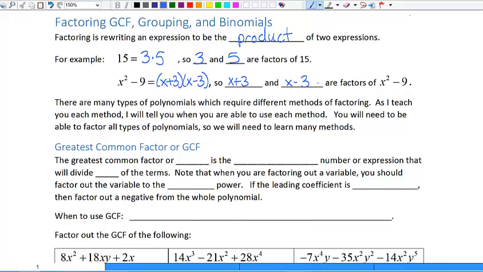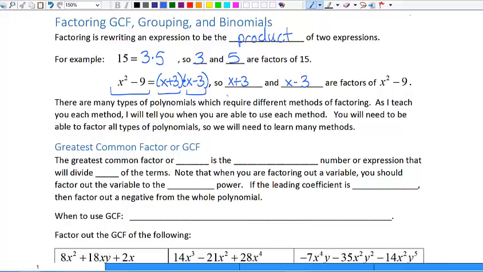I just wanted you to understand that if you take an expression and if it can be rewritten as two other expressions being multiplied, those two expressions that are being multiplied are called factors of the original polynomial, and when it says to factor, you're trying to rewrite your expression as the product of two expressions. Now, there are many types of polynomials which require different methods of factoring. As I teach you each method, I'll tell you when you're able to use each method. You will need to be able to factor all types of polynomials, so we need to learn many methods.